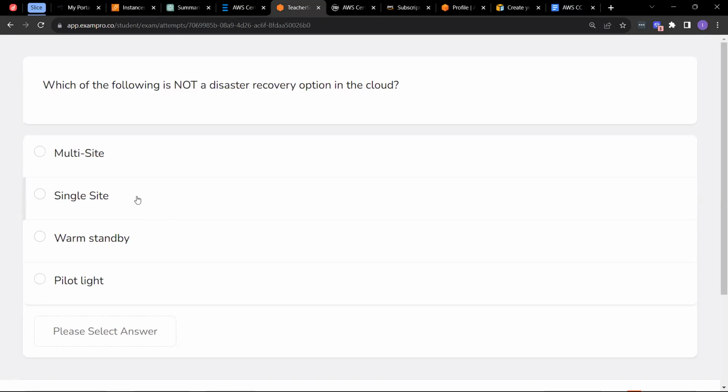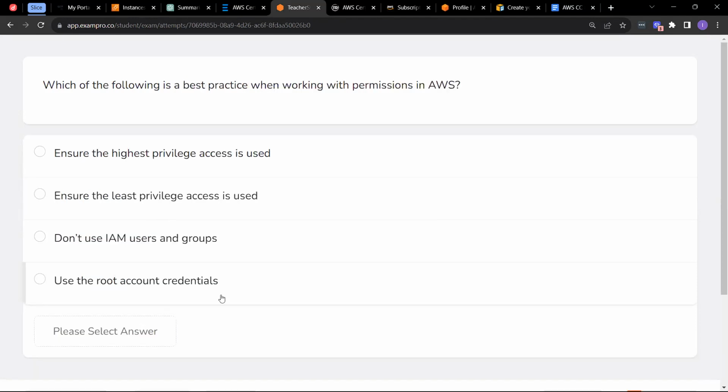All I know is that a single site cannot be a recovery option. Exactly. If you have a single site and then boom, it collapses, that is it. You cannot recover. In as much as I don't know what a pilot something is.